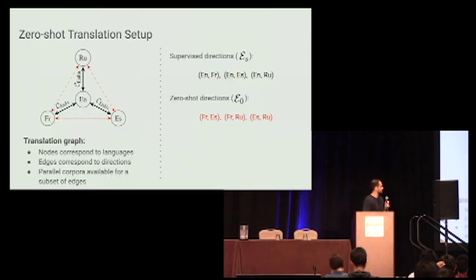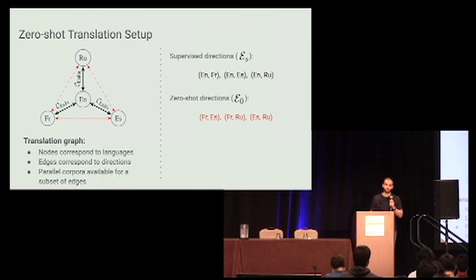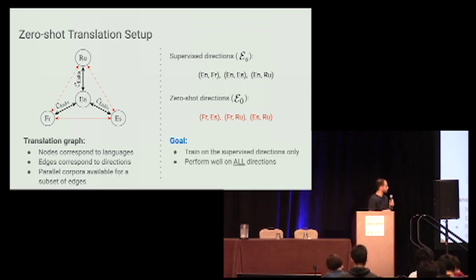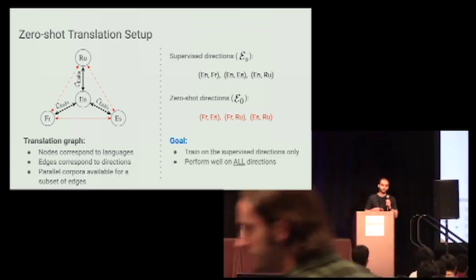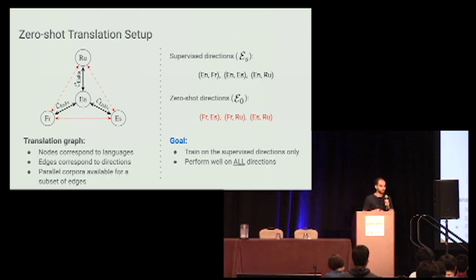A more formal setup is on the slide. We're going to denote languages with nodes in the graph, and translation directions as edges. The solid edges denote the supervised directions for which we do have data, and the dotted red edges denote the zero-shot directions. Our goal is to train the model only on the available supervised directions, while at the same time evaluating the performance on all directions. So we'd like to have a model that will be able to translate between all the directions at the same time, or equally well.